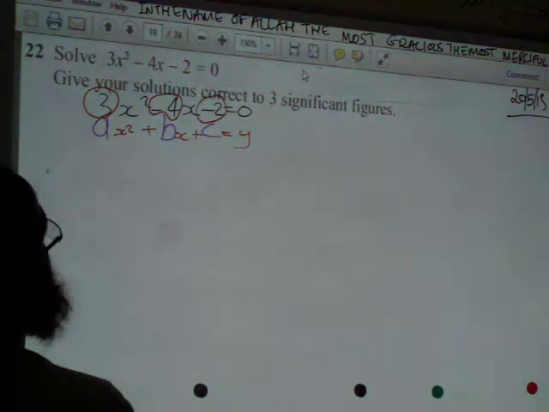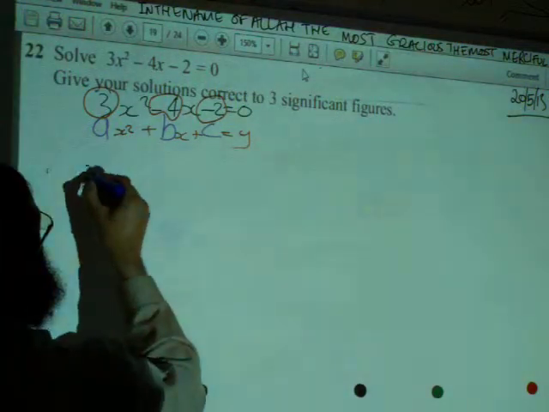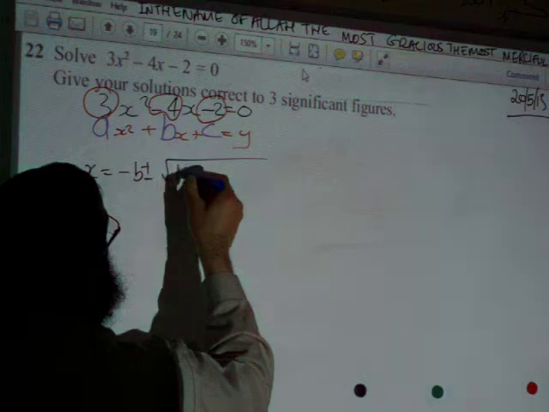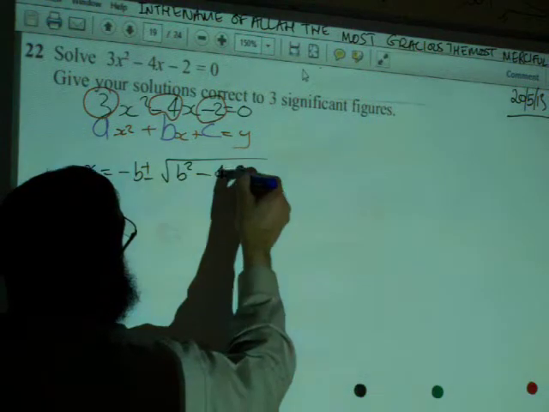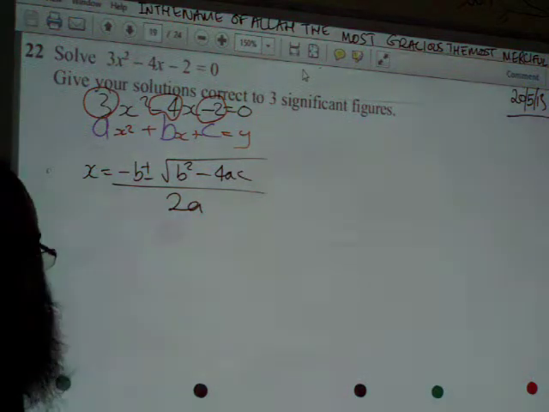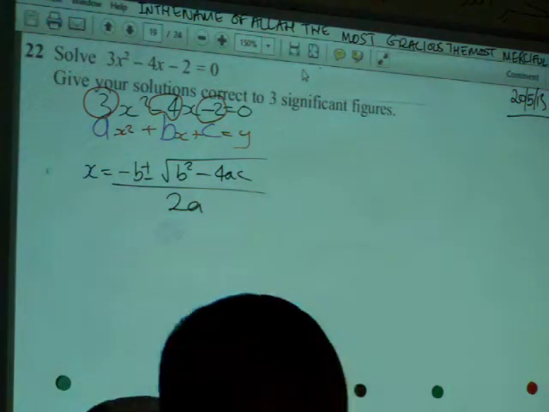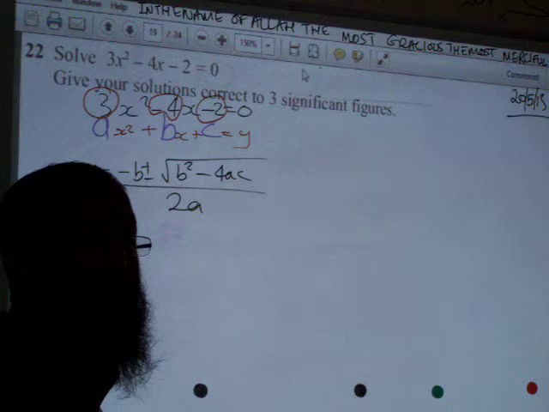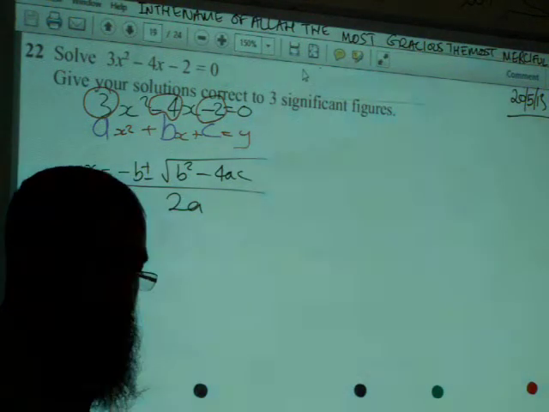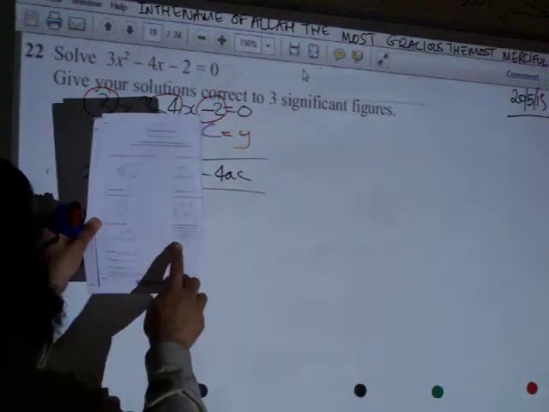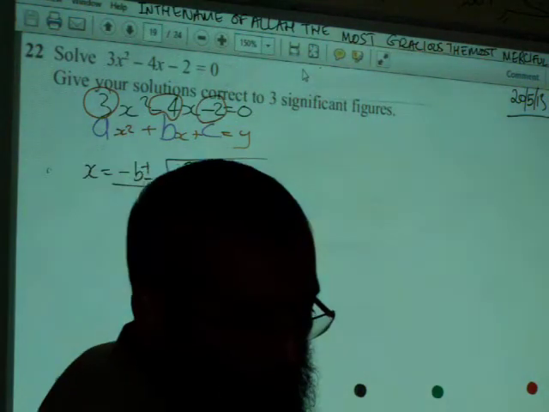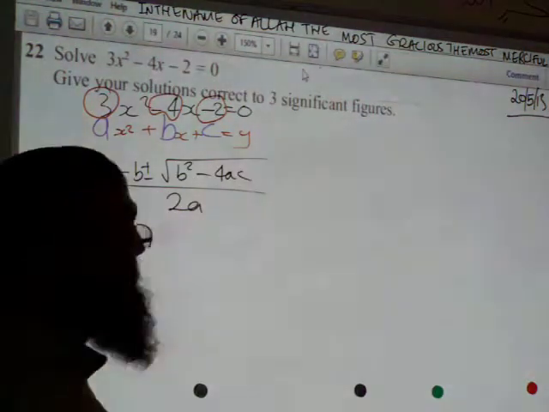So let's have a look at our quadratic equation. We said x is equal to minus b plus or minus the square root of b squared minus 4ac, all of it divided by 2a. Okay, are you familiar with that formula? Yeah. If you're not, look at the front of your exam paper, you'll find it there. So just in case you forget it, you can always turn to the front of your formula page.